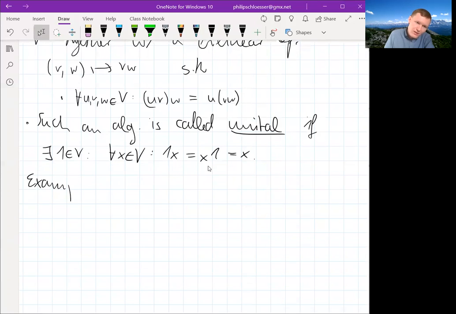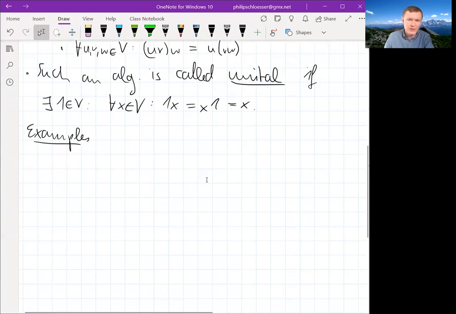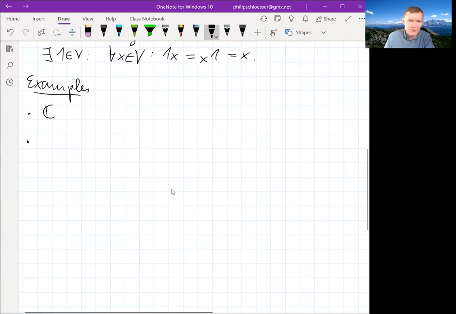This is where the fun begins. Why are we even talking about that? Well, the simplest example, C itself, with the multiplication we expect. Not a big stretch, I believe. Second thing, the polynomial ring in one indeterminate, with multiplication just being multiplication of polynomials.